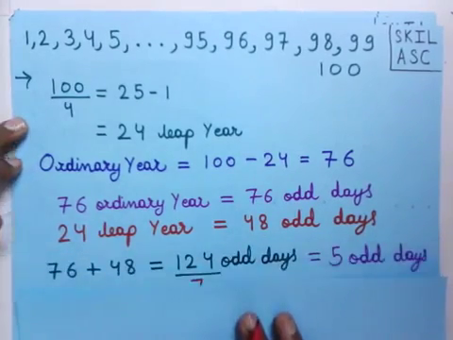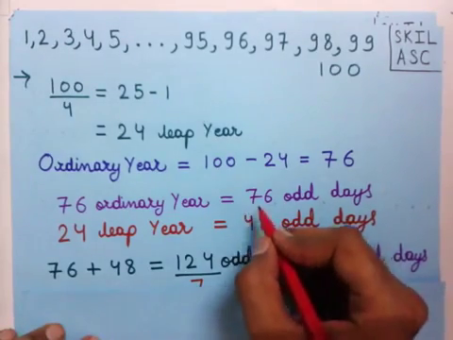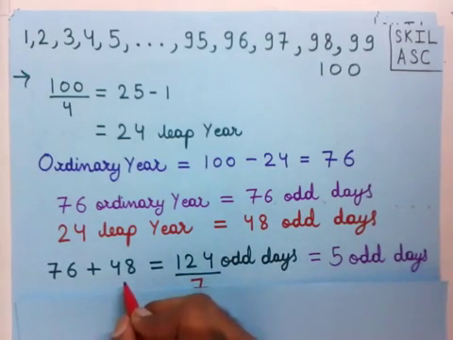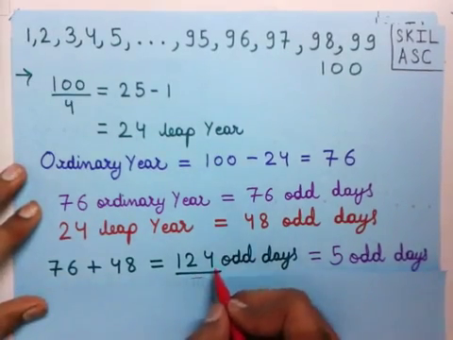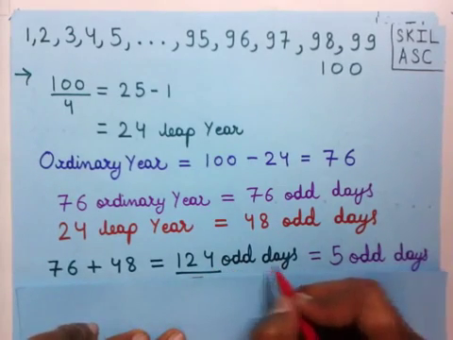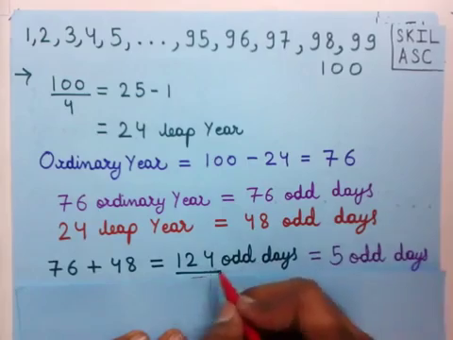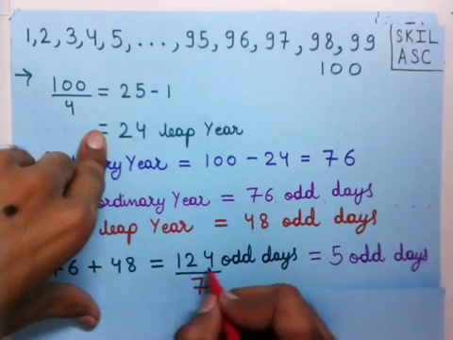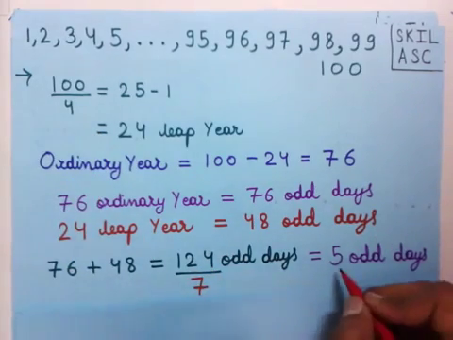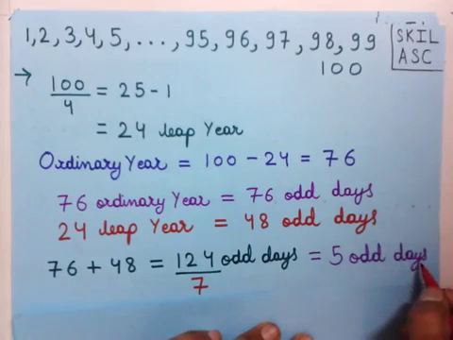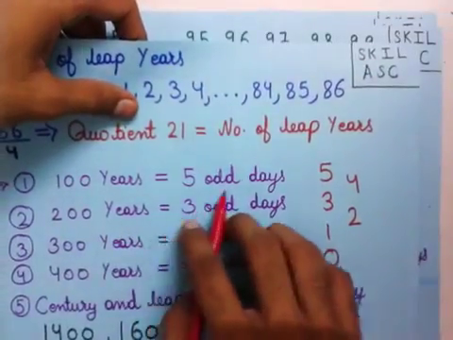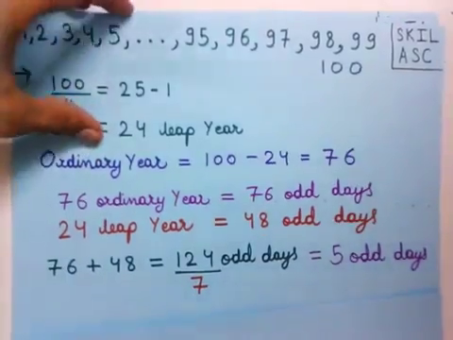Okay. Now we sum these odd days. The total number of odd days will be 76 plus 48, that is 124. So we have got 124 odd days. But we know that the number of odd days can only be from 0 to 6. So we divide 124 by 7 and the remainder will be 5. That will be the number of odd days. So we can say 100 years have 5 odd days. Now we go ahead.